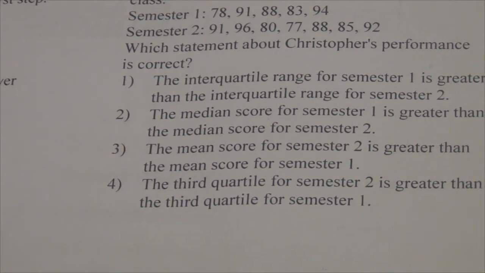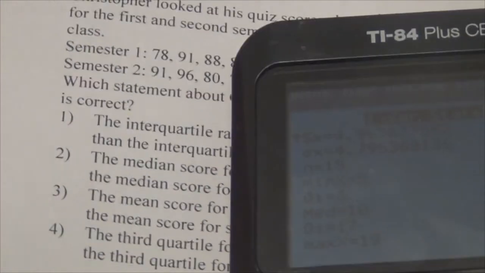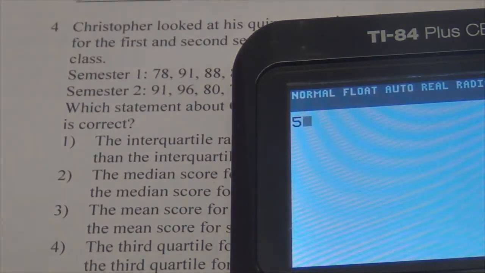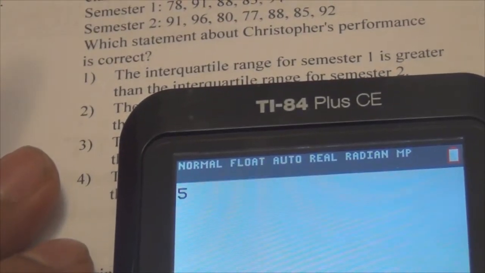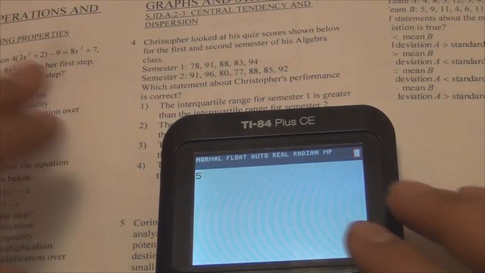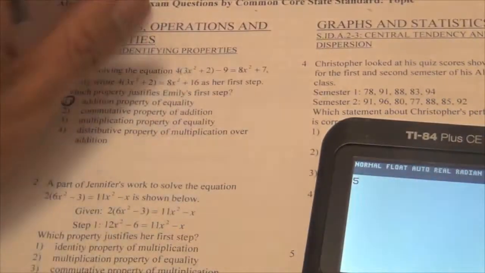So guess what? Calculator to the rescue! Hey, what's up with you? Okay. So basically this thing is about to go dead, but it's gonna give me enough time to show you how to do the problems.